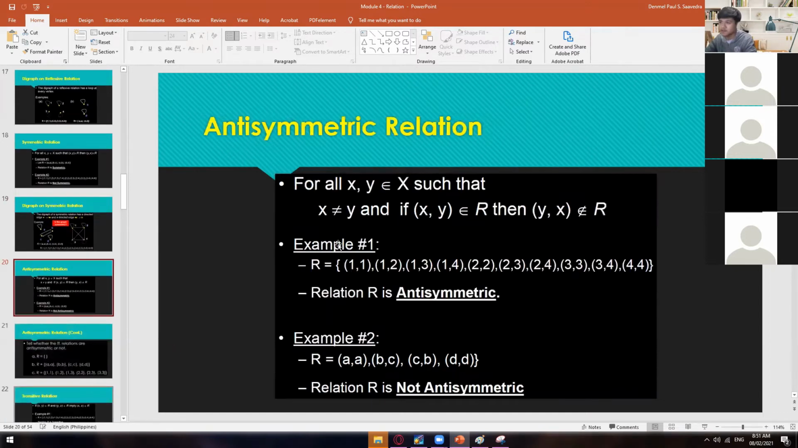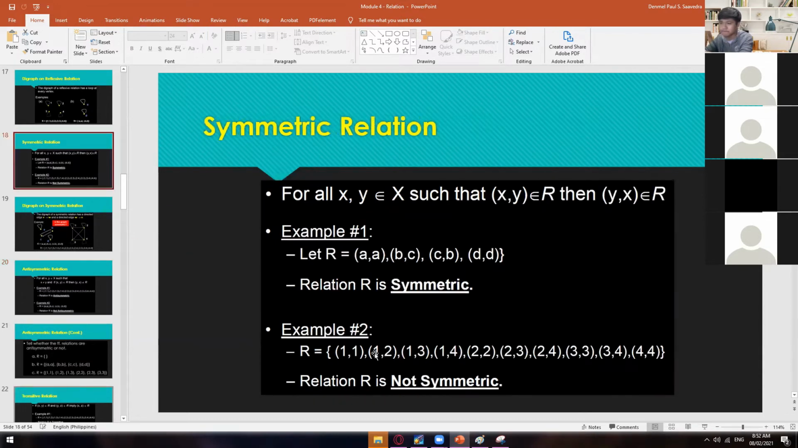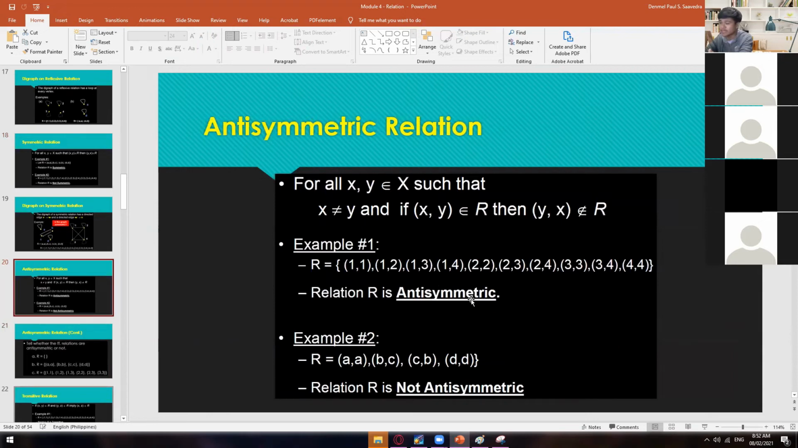All right, so let's now move on to the anti-symmetric relation. This one is super easy since we already learned about symmetric relation. Again, we have 1, 1, so no problem. But we have here 1, 2, wherein it doesn't have 2, 1 as another ordered pair. If that's the case, then this one is already anti-symmetric. This is actually the same example as before. Before, we just called that one not symmetric because I hadn't introduced anti-symmetric yet. But since you already know anti-symmetric, just call this one anti-symmetric.